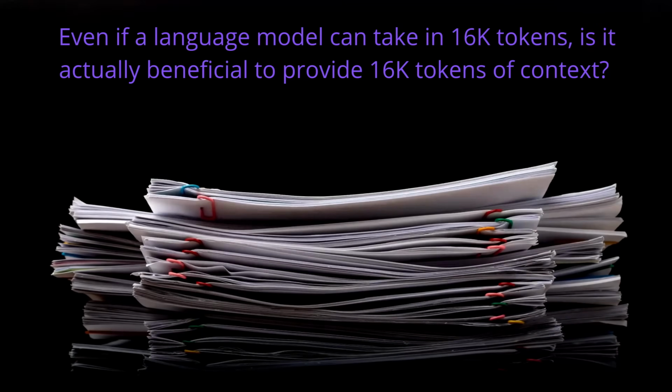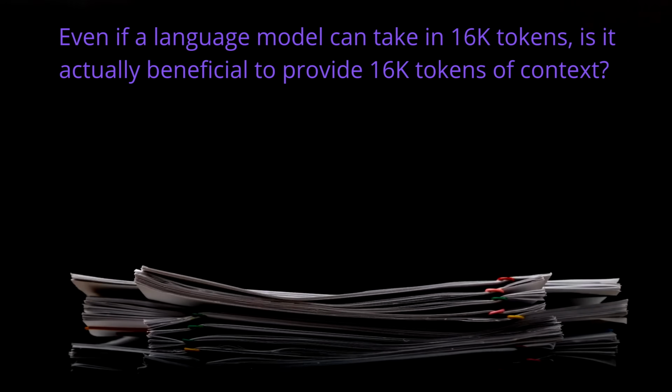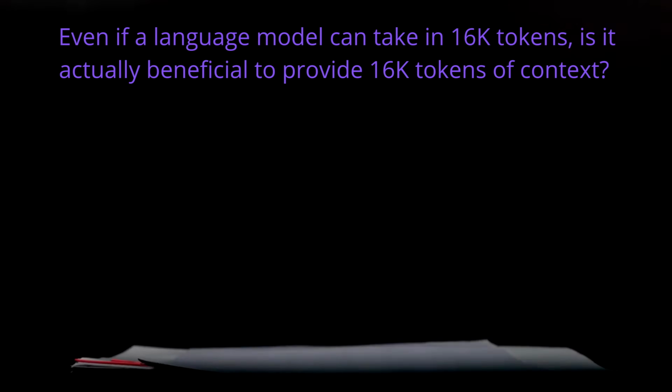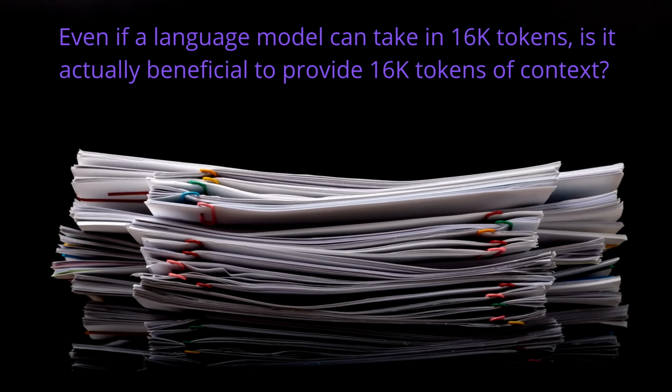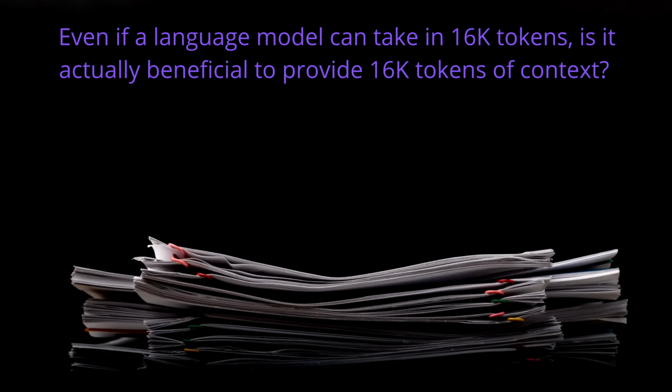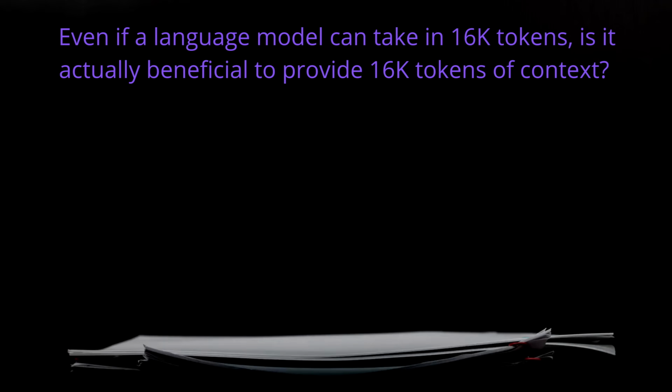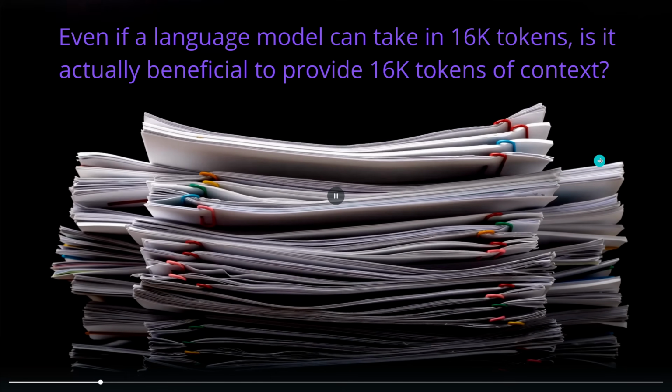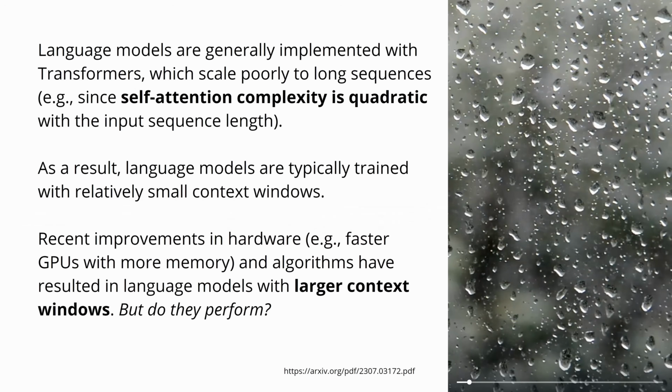So we can ask, even if a language model can take 16,000 tokens as input, is it really beneficial to provide this amount of tokens? And I guess with this new study by Stanford and UC Berkeley, the answer is no. So why is this happening? Now, the authors say easy. Since the self-attention complexity of our transformer architecture is by definition quadratic to the input sequence length.